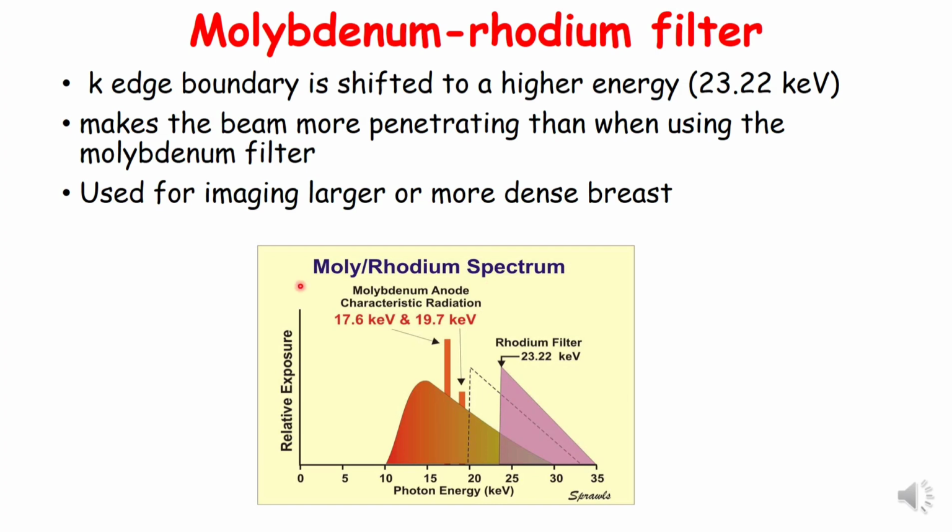In the graph shown here, we used a molybdenum target and rhodium filter. In this graph, we can see the target producing characteristic radiation at 17 keV and 19.7 keV, which is shown in orange color. Now a rhodium filter is used that has a K absorption of 23 keV so that more radiation produced by the molybdenum target will be transmitted through the filter when compared to the molybdenum filter.